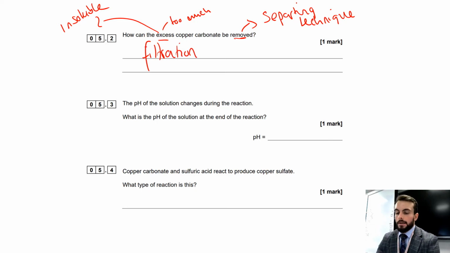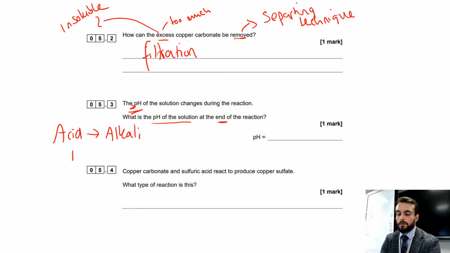Easy enough. Next one, the pH of the solution changes during the reaction. What is the pH of the solution at the end? First thing is talking about acid alkali, isn't it? Remember the pH scale, acid over to alkali, and your scale was numbers 1 to 14. So what number on that scale is it? Now, if you remember back to the previous question, I already told you that it was a neutralization reaction where we've got an alkali reacting with an acid, neutralizing each other. What number is neutral? What number is smack bang in the middle?